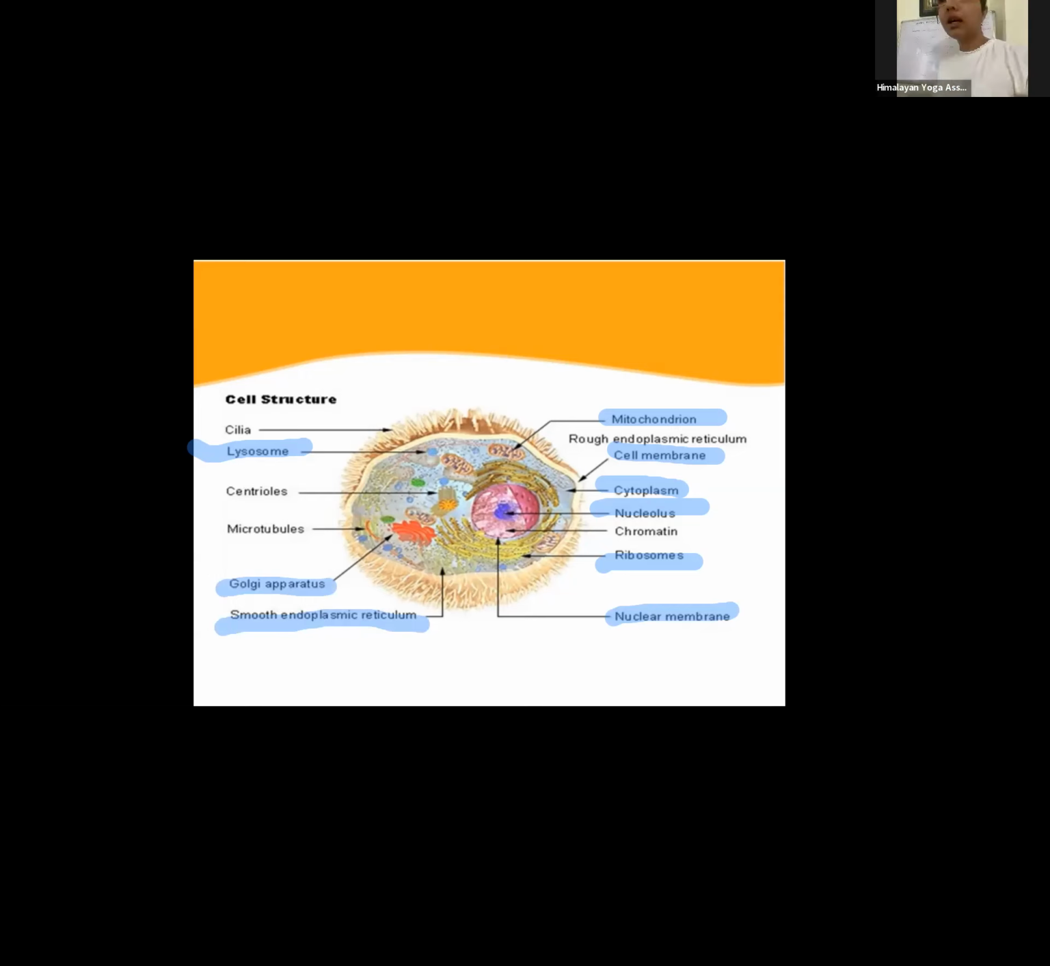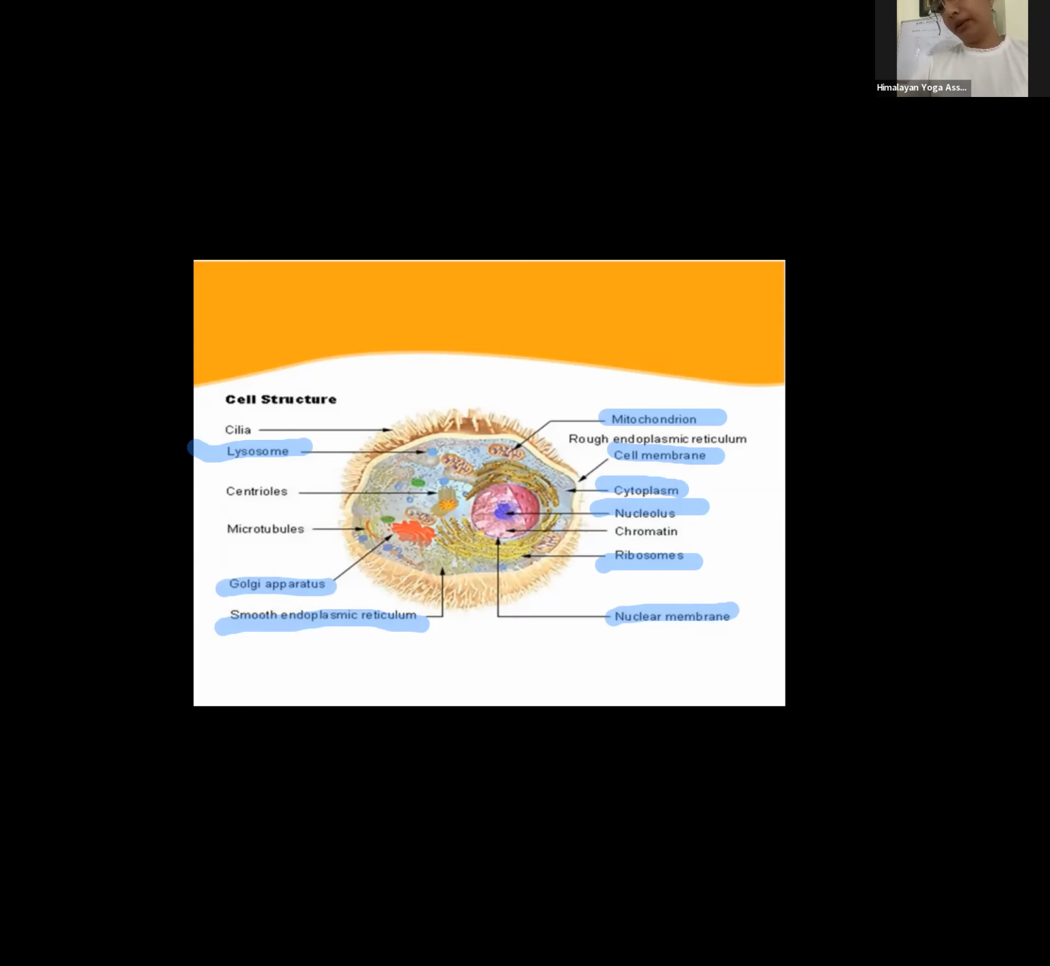These lysosomes are the suicide bags, like they eat themselves. Then we have mitochondria. Mitochondria is important here because these are the places where energy, ATP, is produced. The energy which we require to do different work is produced by mitochondria.